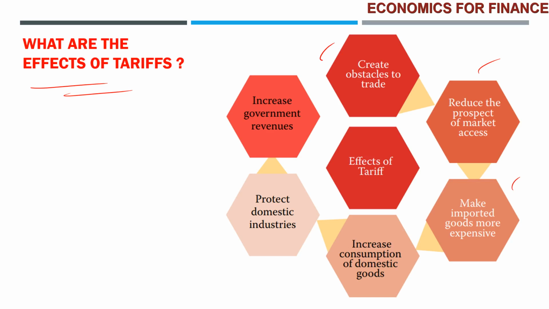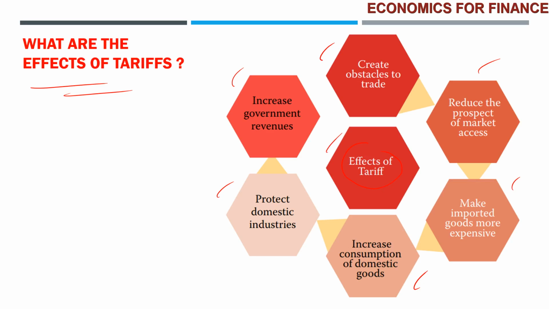They make the imported goods more expensive. Naturally, we have seen that. And they increase the consumption of domestic goods. That is objective. And protect the domestic industries. And also at the same time increase the government revenues. These are all, we can call them, effects of tariffs. 6 points are there. All the 6 points are important. You have to remember them.